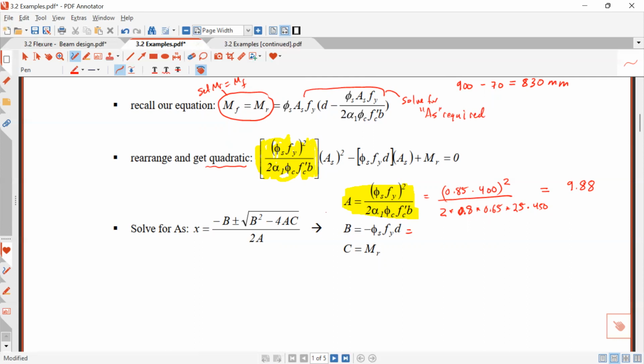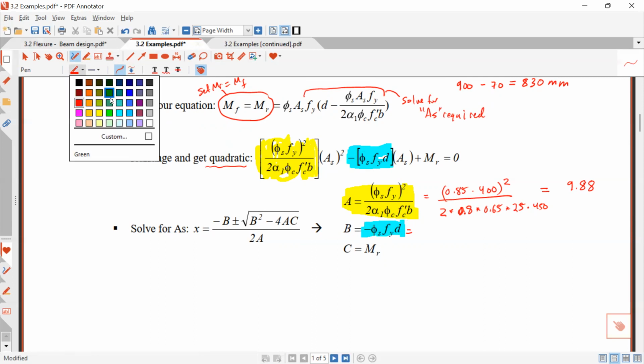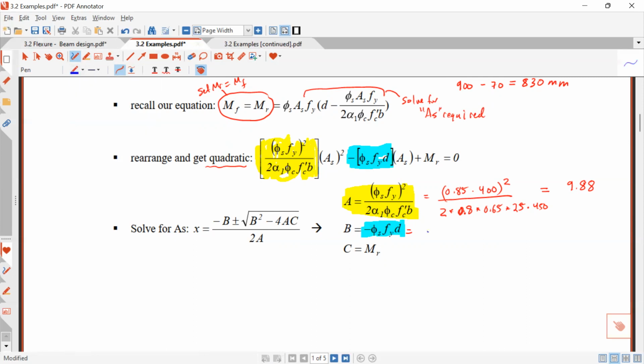Okay. So B is this thing. I'm going to make sure not to forget the minus. So I have minus phi s times Fy. So minus 0.85 times Fy, which is 400, times D, which is 830. This gives me minus 282,200.